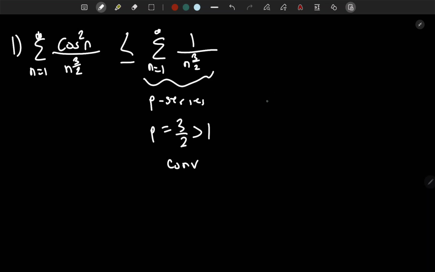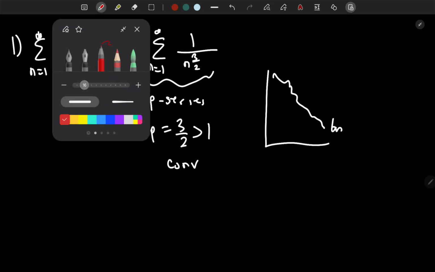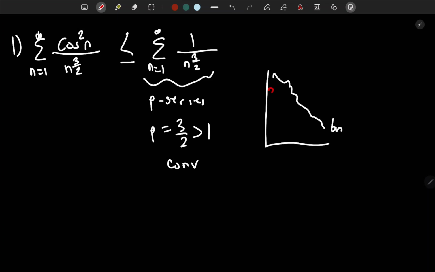So now let's draw the graph. I'm going to call this b of n, and this is converging. So you can also just draw a straight line, and here we know that b of n is more than a of n. So a of n is going to be less than b of n, which is also going to converge. And that's it for this question.